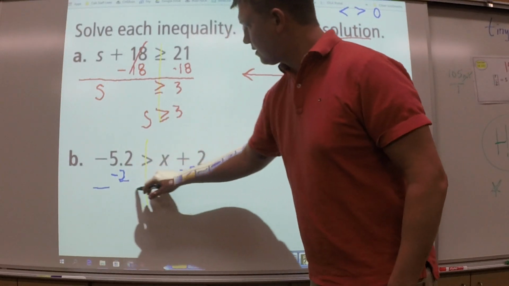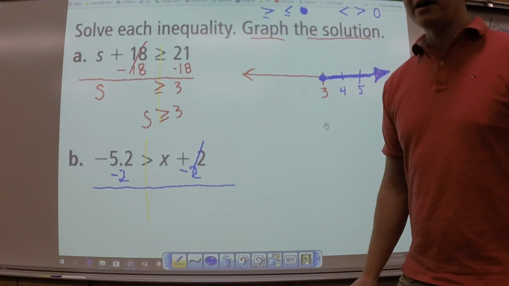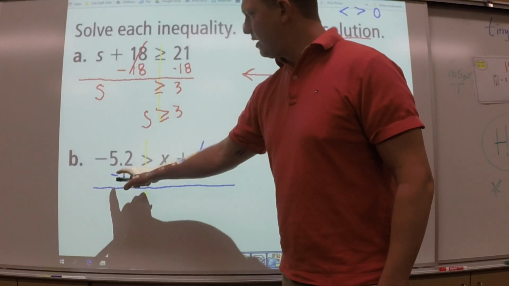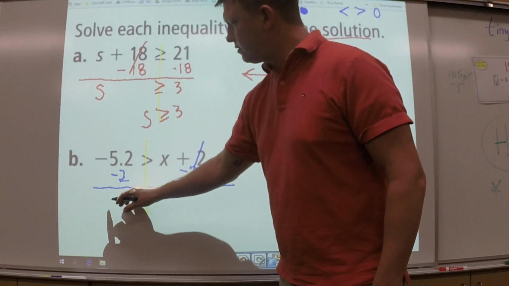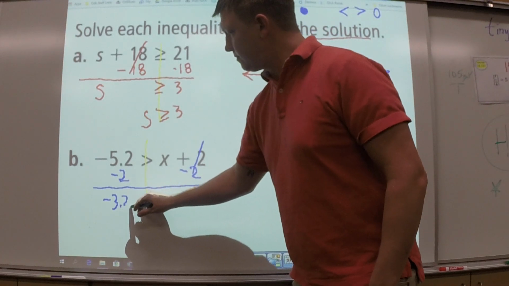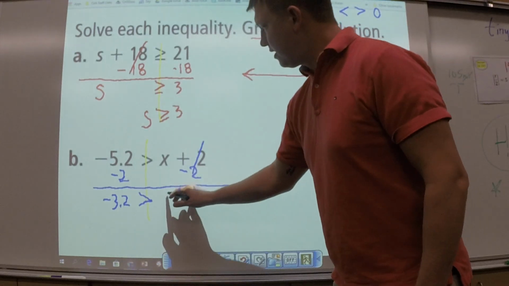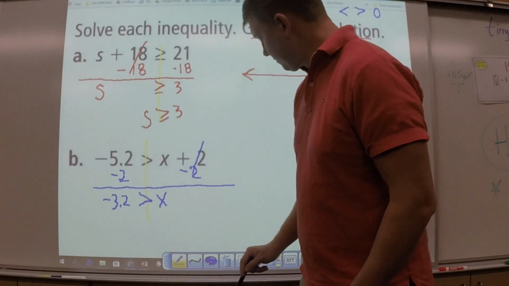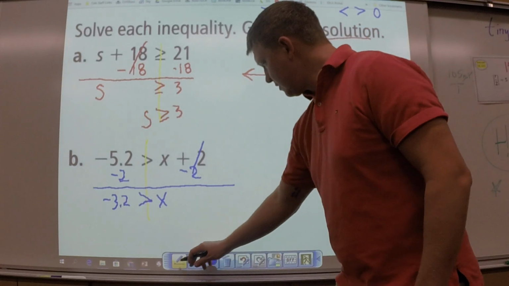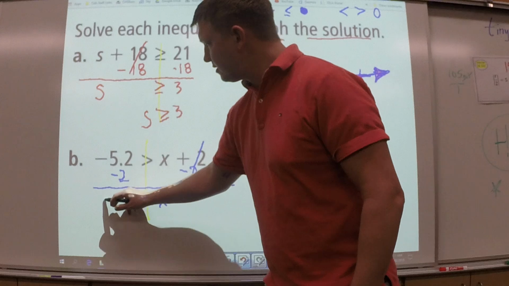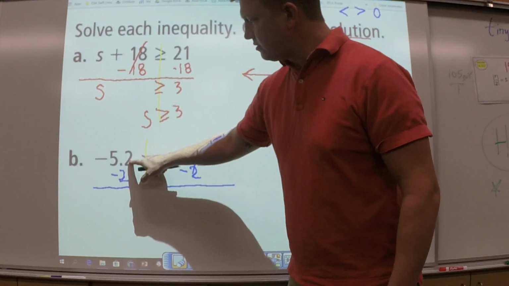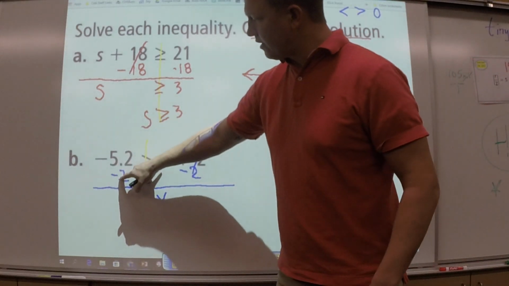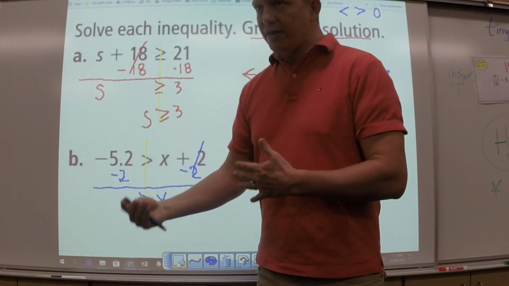Subtract 2. Cross these out because 2 minus 2 turns into 0. And right here I would subtract this one as well, and I get negative 5.2 minus 2 turns into negative 3.2. Then I would have greater than, and I would have my x right there. Okay. Wait. Did something wrong. Go back. Negative numbers. Okay, this is negative 5.2, and then I subtract 2. That means if I have two negatives right here, then I'm going to go more negative on the number line.